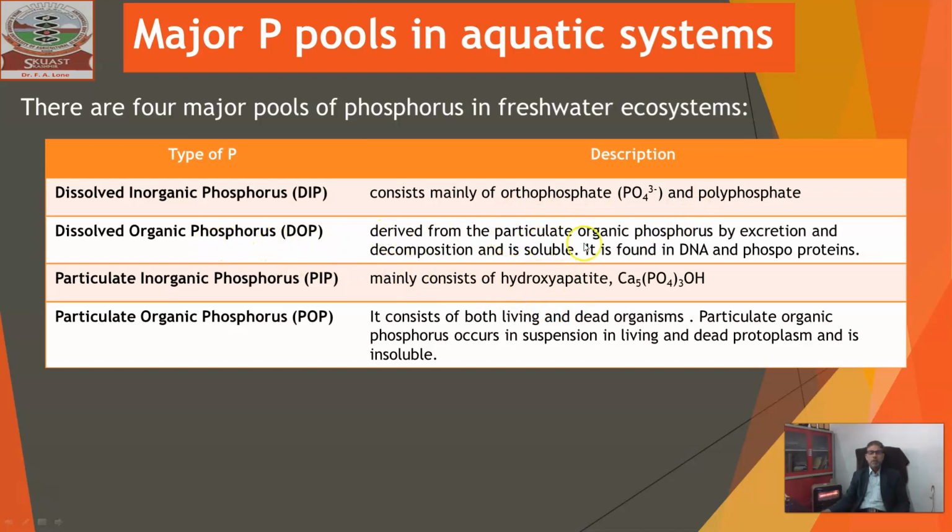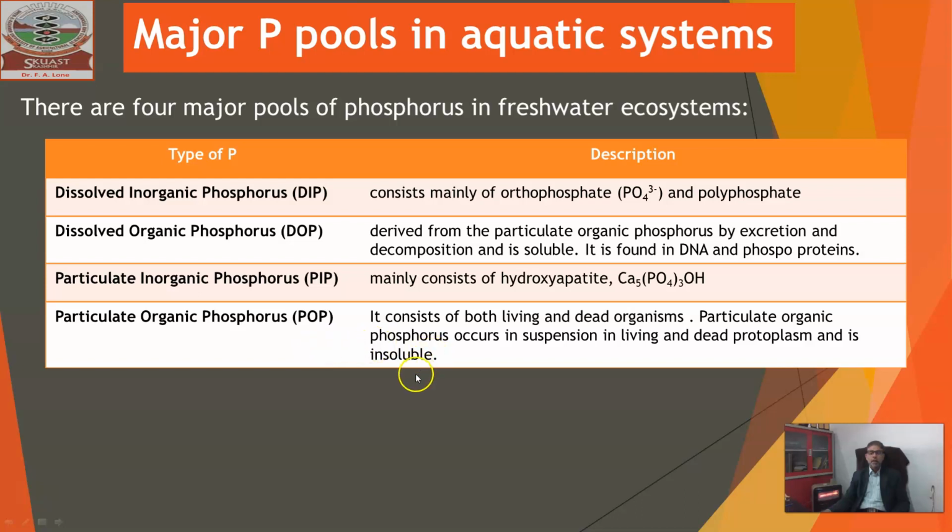It is derived from the particulate organic phosphorus by excretion and decomposition and it's soluble. It's found in DNA and phosphoproteins. Then the third one is the particulate inorganic phosphorus. It mainly consists of hydroxyapatite. Then finally we have got the fourth one, particulate organic phosphorus.